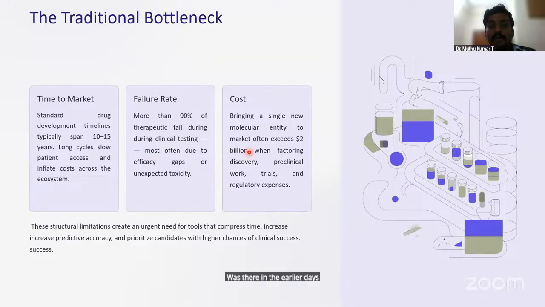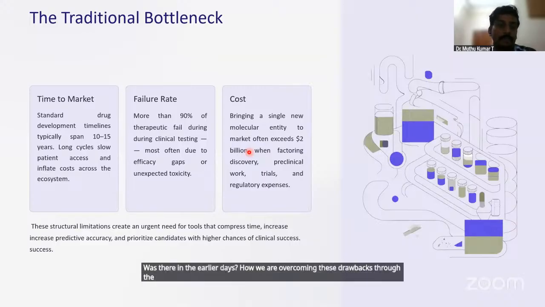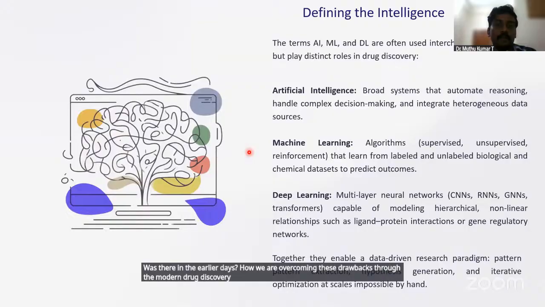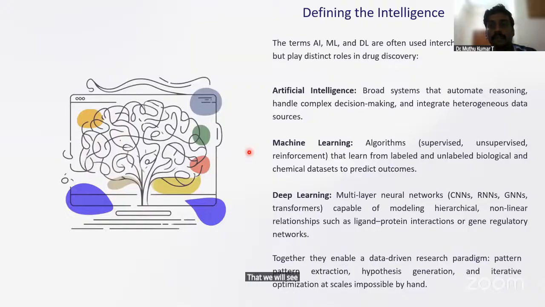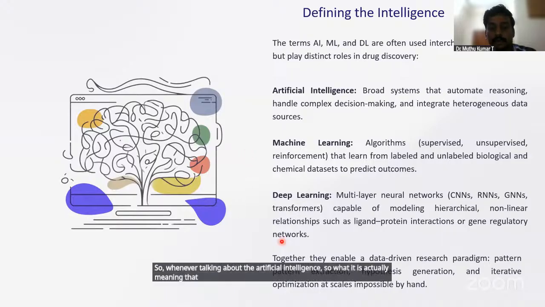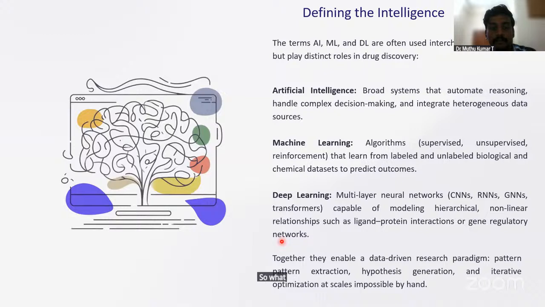How we are overcoming these drawbacks through modern drug discovery, that we will see. So whenever we talk about artificial intelligence, what does it actually mean? So in artificial intelligence, we have three different phases.